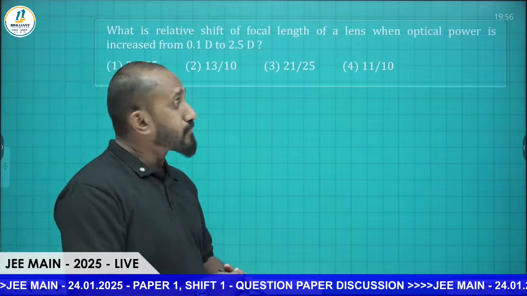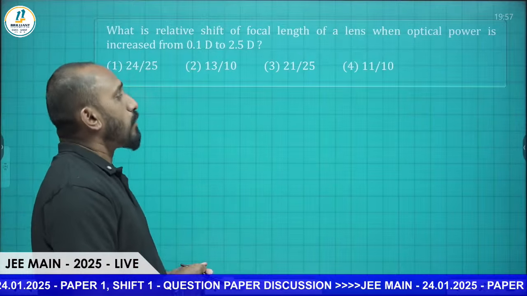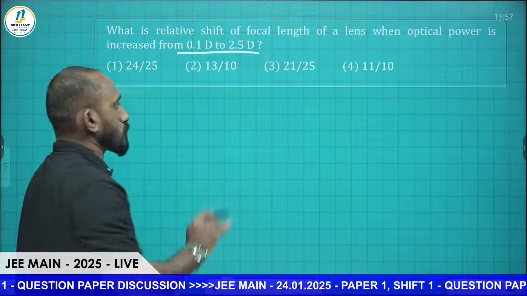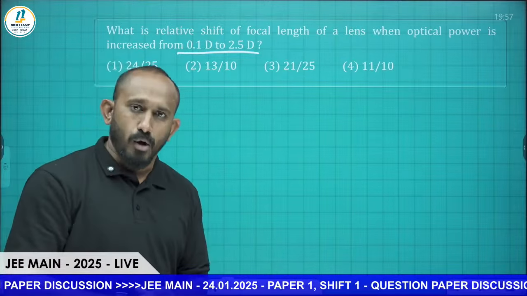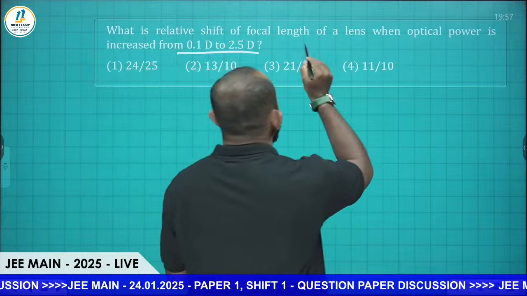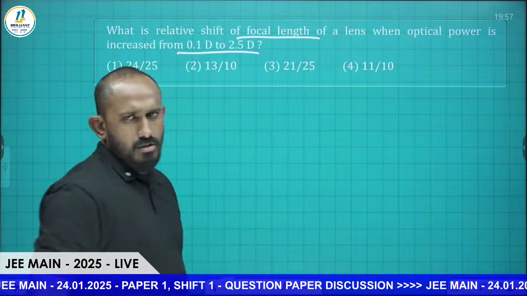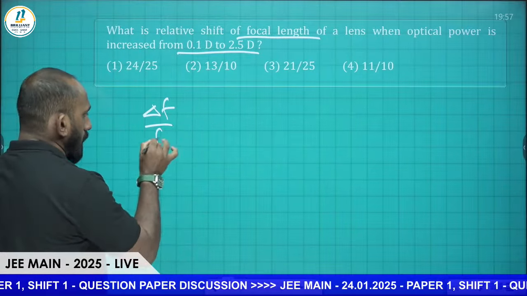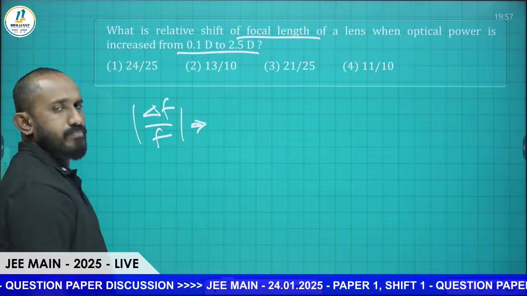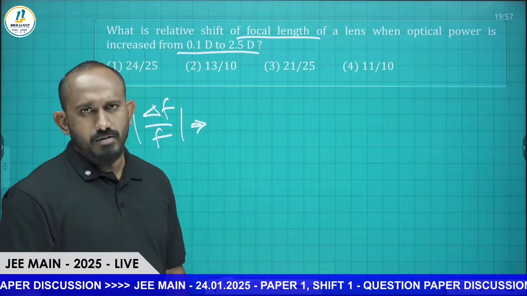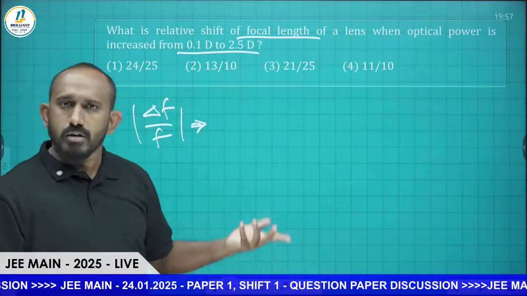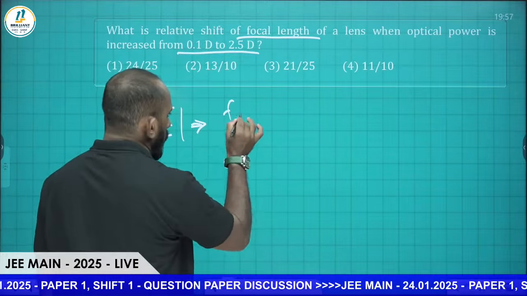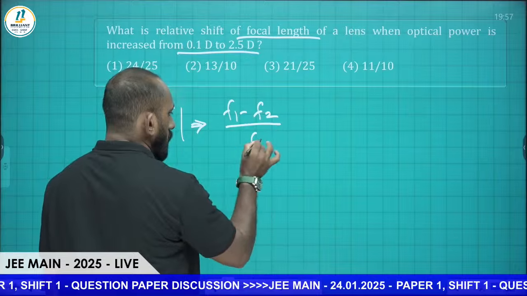What is relative shift of focal length of a lens when optical power is increased from 0.1 diopter to 2.5 diopter? Question from optics again, ray optics. So the relative shift in focal length you have to find out. Relative shift in focal length is nothing but delta f by f in modulus you have to find. Change in focal length by original focal length. So here f1 and f2 you have to find out, then change by original you have to get it. So here we have f1 minus f2 by f1.